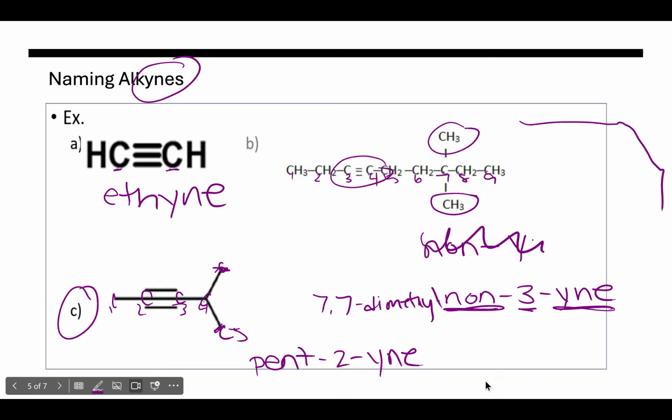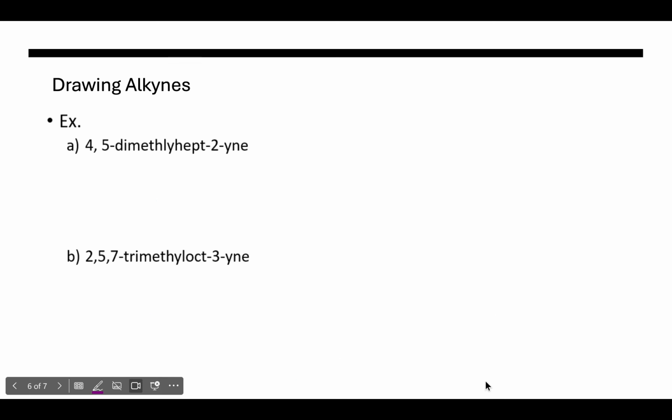Now, again, because I'm counting 1, 2, 3, 4, and I'll just say this one's 5, this carbon up here is a side group on carbon 4. So this would be 4-methylpent-2-yne. Now, going back to the last part, which would be to draw it if given the name, it's again the same idea.